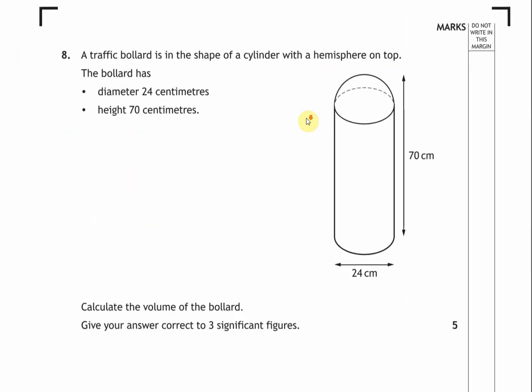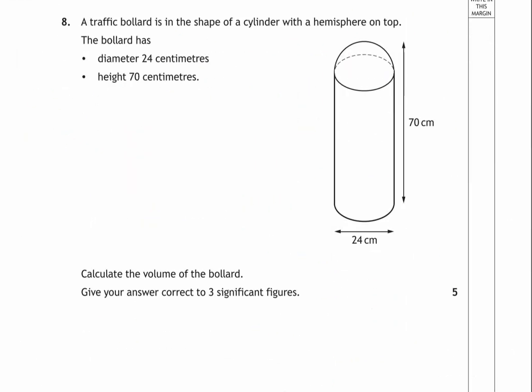Now number 8 tells us that we have a traffic bollard in the shape of a cylinder with a hemisphere on top. And we're told some of the dimensions. We know that the diameter is 24 centimetres, and we know the overall height of the system is 70 centimetres. It asks us to calculate the volume of this bollard and give your answer to 3 significant figures.